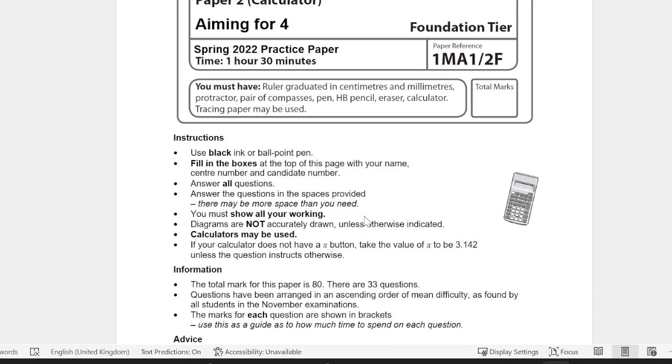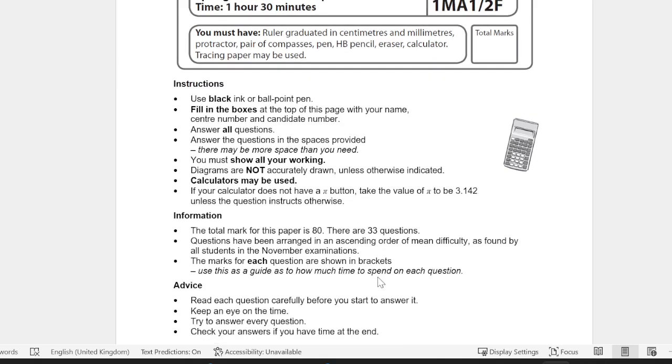Just skimming through, seeing whether there's anything interesting written in there. Yeah, here we go. Questions have been arranged in ascending order of mean difficulty as found by all students in the November examinations. So it's been written based on questions that students have struggled with. It's a really great paper.